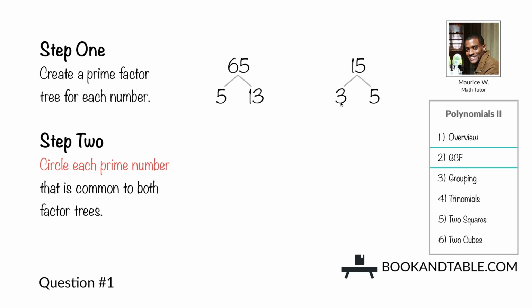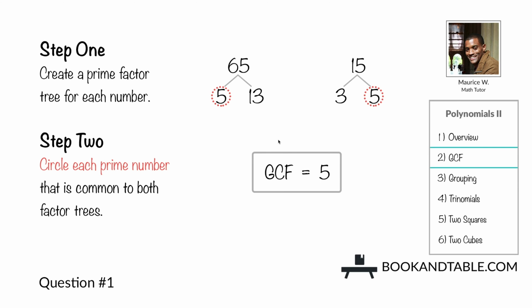15 is divisible by 3. 3 times 5 gives you 15. So this is the prime factor tree of 15. Now the second step, you want to circle each prime number that is common to both factor trees. And in this case, that is just the number 5. 13 is not a factor of 15. And 3 is not a factor of 65.